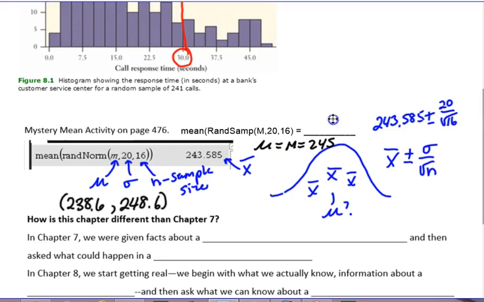This is just a thinking-this-through idea here, but we're going to be doing a more formal study of the sample mean in section 8.3.